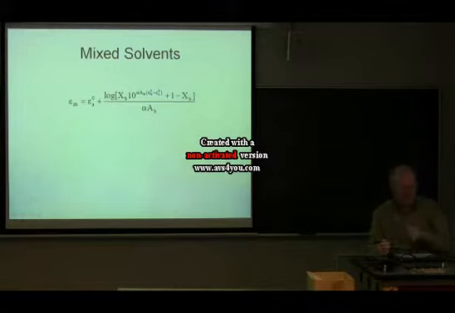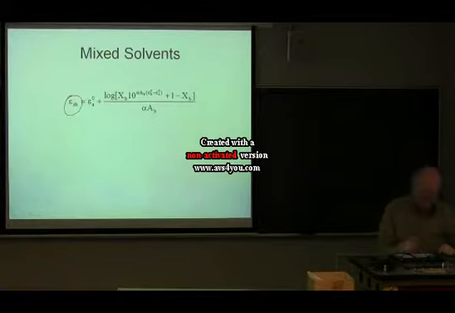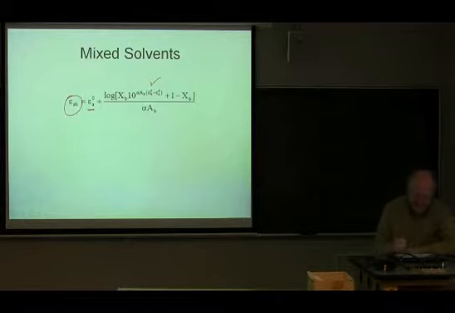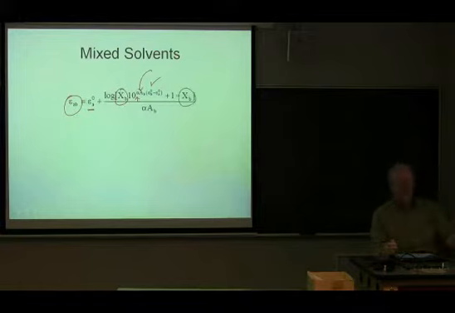Last thing, without derivation, is mixed solvents. Snyder comes up with an equation for a solvent mixture. It depends upon the eluotropic strength of the A solvent, the eluotropic strength of the B solvent, the size of the B solvent, the surface activity, and the mole fraction of the B solvent, which is considered to be the strong solvent.